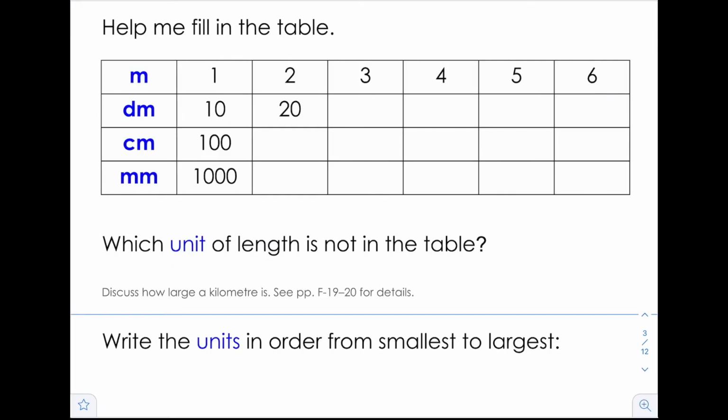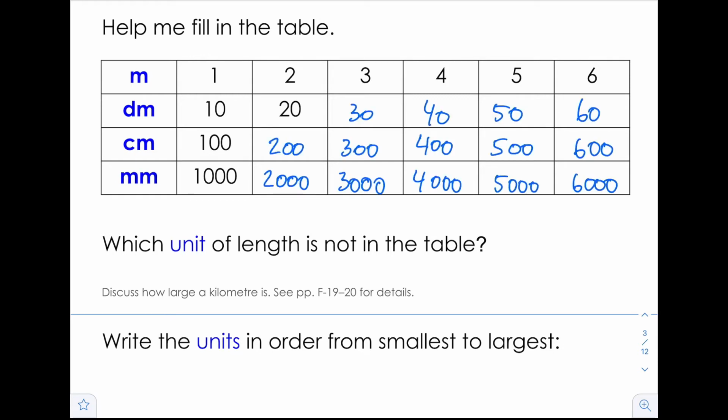So let's fill in this table. How many decimeters, centimeters, and millimeters would we have if we had 2, 3, 4, 5, 6 meters? Go ahead and fill that in. Come back when you're ready. All right, so the pattern is quite obvious here. We have 10 decimeters, 100 centimeters, 1,000 millimeters for every meter.